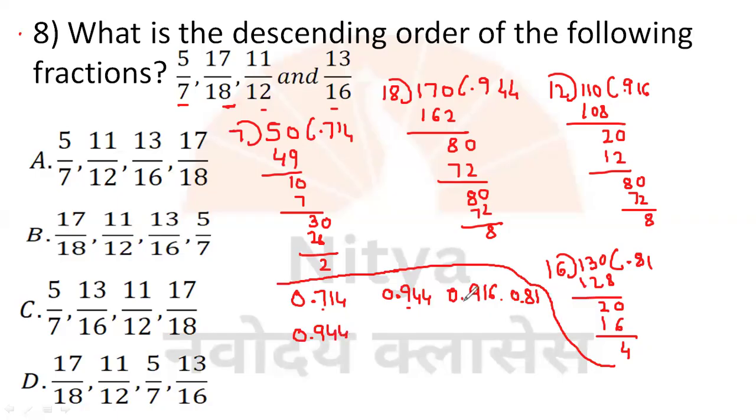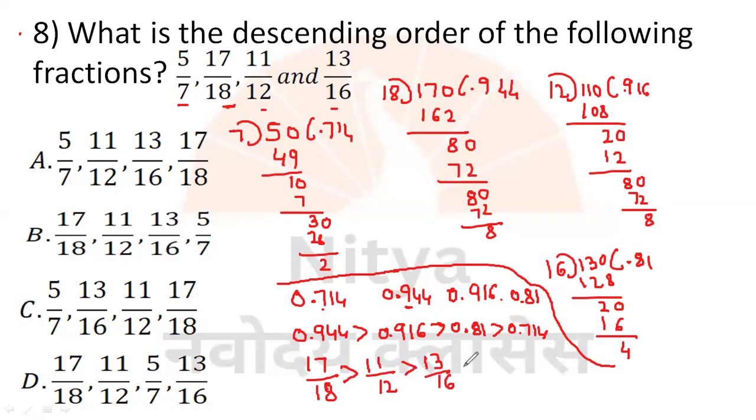0.944. Next after this what comes? 0.916. After this 0.81 and then 0.714. So this is the descending order of the numbers. So 0.944 that is 17 by 18, is greater than 0.916 that is 11 by 12, and greater than 13 by 16, is greater than 5 by 7.